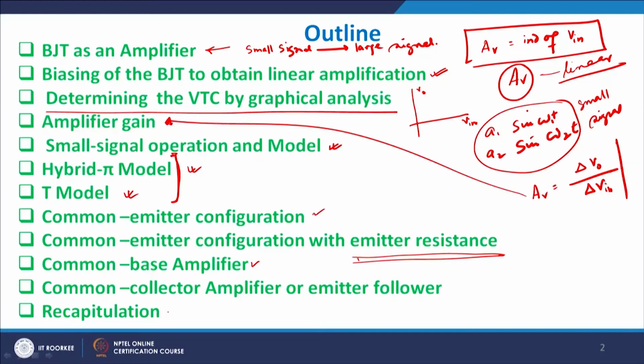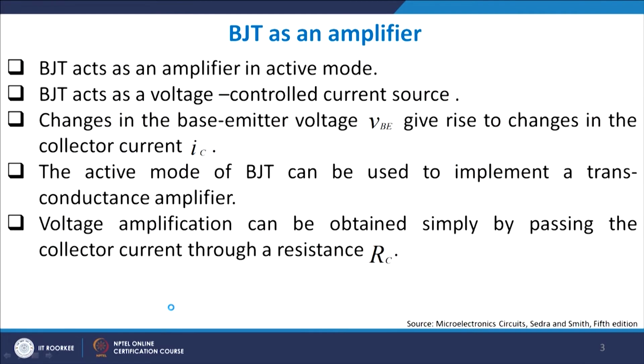So these things we will be watching, and then finally we will recapitulate what we studied across this lecture series, right. The first thing will be that the BJT is an amplifier. Well, as I discussed with you, the BJT will act as an active amplifier only in the active mode, right.